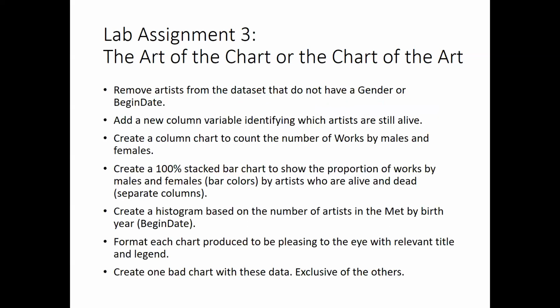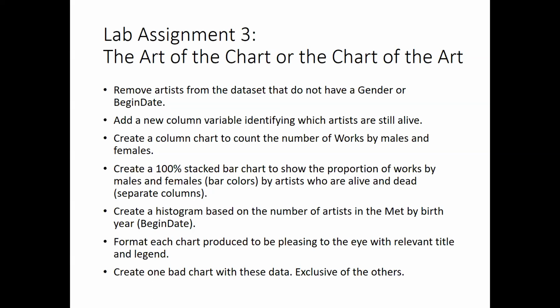What I want you to do first is a little bit of data management. You're going to find artists in the data set that do not have a gender or what they call a begin date. A begin date, maybe a birth date, right? If they don't have either of those, take them out. We want to look at artists by their gender, and we want to see their age. So I'm going to ask you to also add a new column to identify which artists are still alive. They don't have an end date.